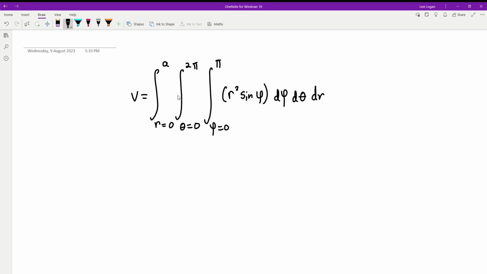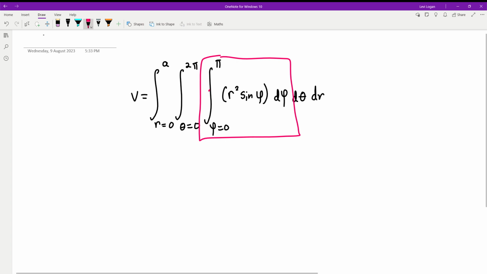So the way you take a triple integral is you treat the other variables as constants. We just start from the inner integral and go to the outside. So we'll start with this one first. We're going to integrate with respect to phi: the integral from phi equals 0 up until pi of r squared sine of phi.